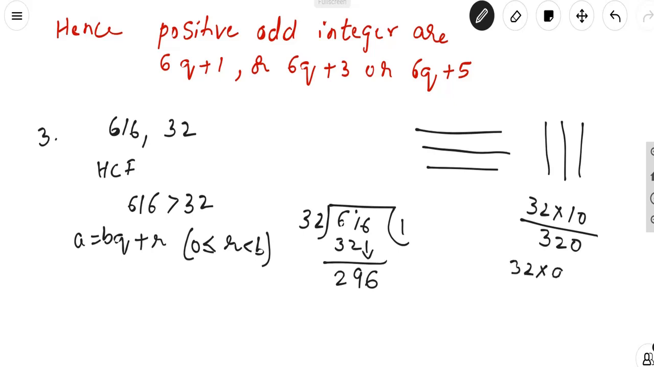So what will I do? I will multiply 32 into 9. What do I get? 9 twos are 18, 1 carry. 9 threes are 27, 27 plus 1 is 28. So 32 into 9, I am going to get 288. Now if I subtract this, with 1 carry this becomes 16. 16 minus 8, you are going to get 8 here. So here we have taken 1 carry, and now you are going to get 8 here.